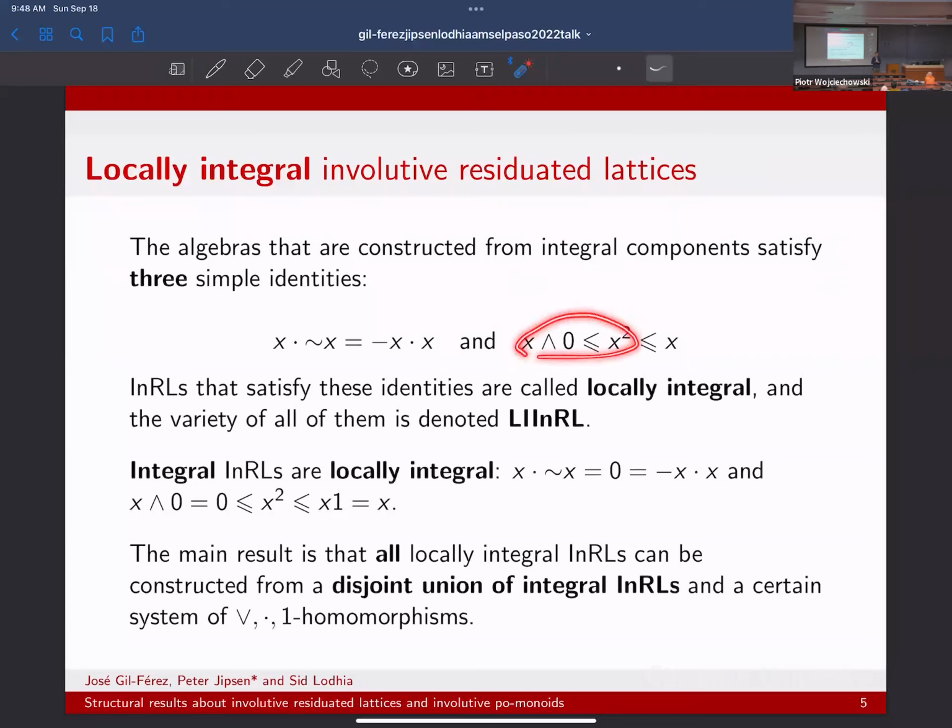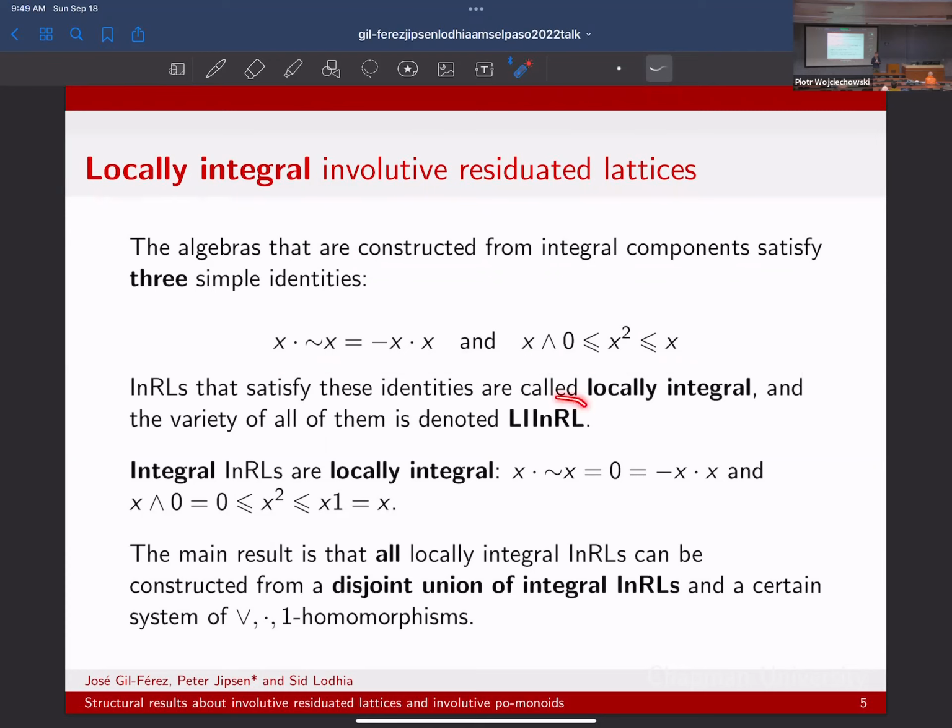It's enough to assume this part. And then this third equation, I wrote it as an inequality, but it can be rewritten as an equation if you have a join. The third equation is called square decreasing. It's very common in residuated lattices, and it's a weak form of idempotency, of course. It has to apply everywhere. The interesting thing is that the 3 equations together are what allows us to do this decomposition.